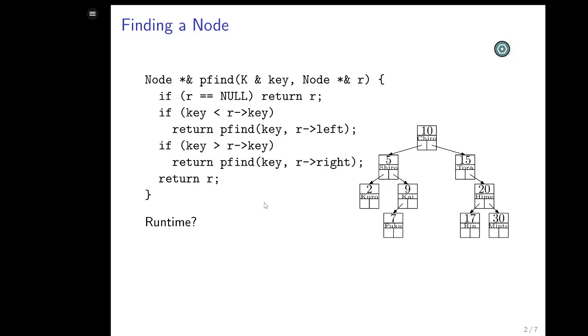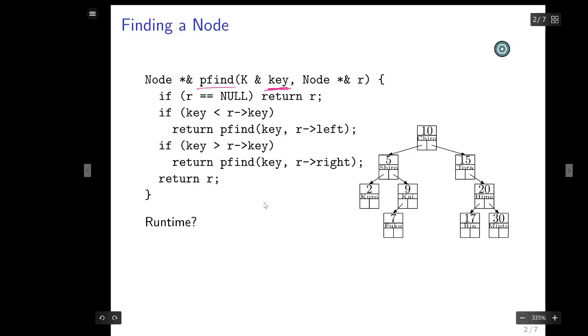Okay, never mind. So we want to find a node in a binary search tree, like for example this tree, and we're going to be given a key value in order to find the associated data value. And I have a couple of questions for you. This is fine code for doing that.